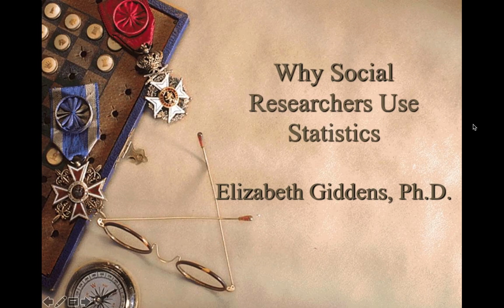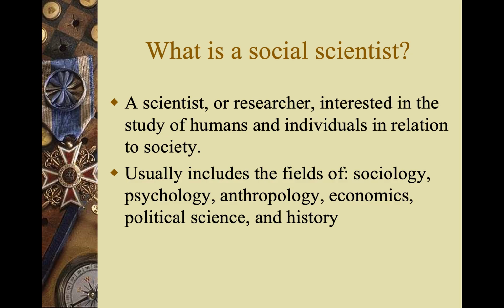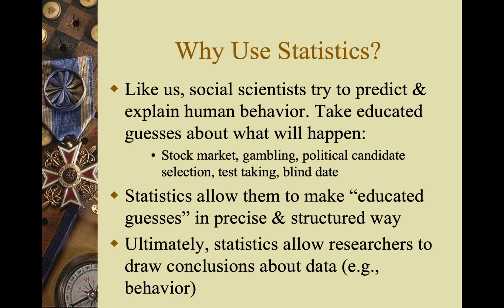Hello, this week we're going to be talking about why social researchers use statistics. So first, what is a social scientist? Well, this is a scientist or a researcher that's interested in the study of humans and individuals in relation to society. They usually come from the fields of sociology, psychology, anthropology, economics, political science, and history.